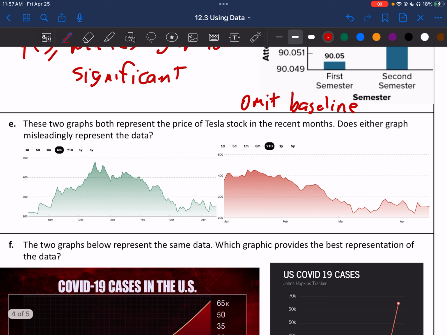Letter E. We've got two graphs that are both representing the price of Tesla stock in recent months. Does either graph misleadingly represent the data? And the answer would be yes. Both graphs misrepresent data. So we are manipulating the x-axis this time to show changes.